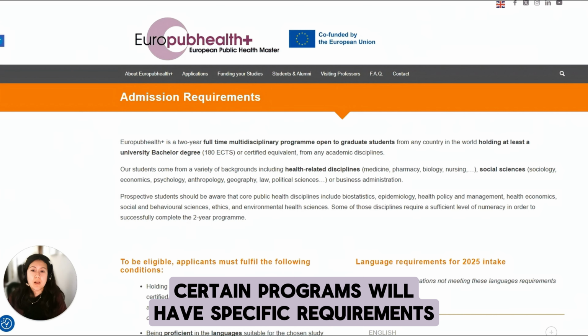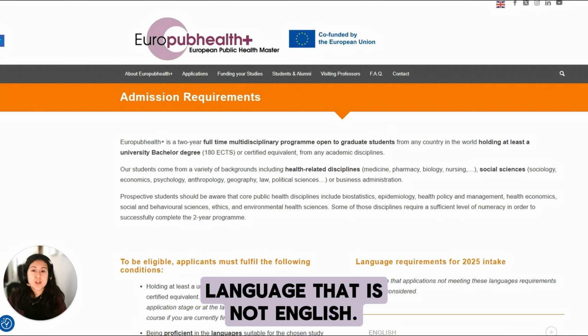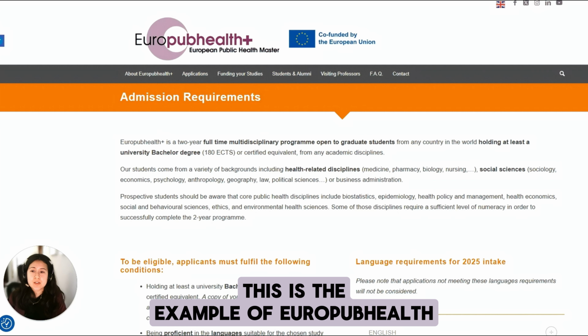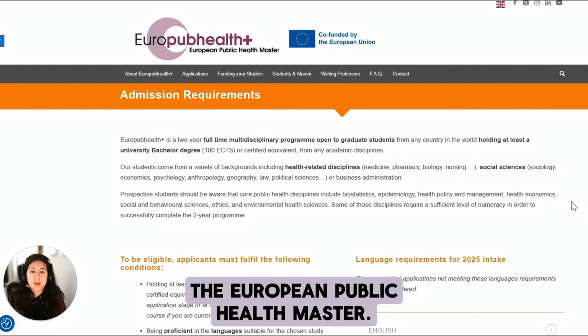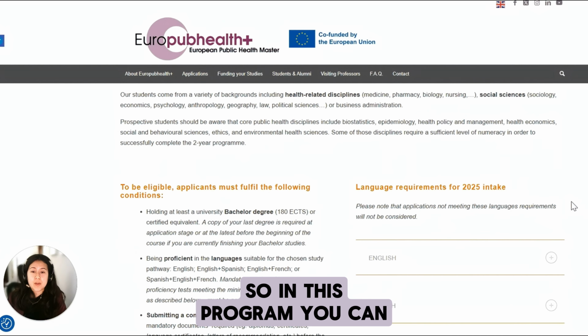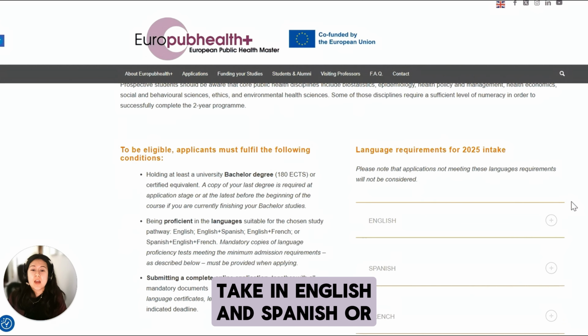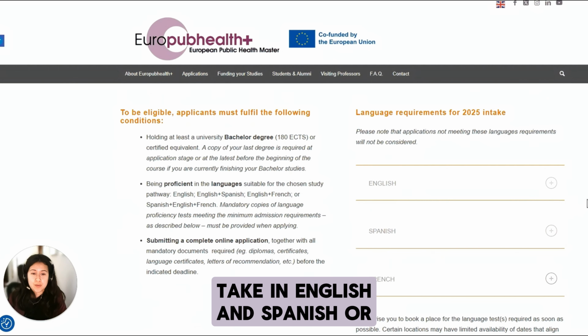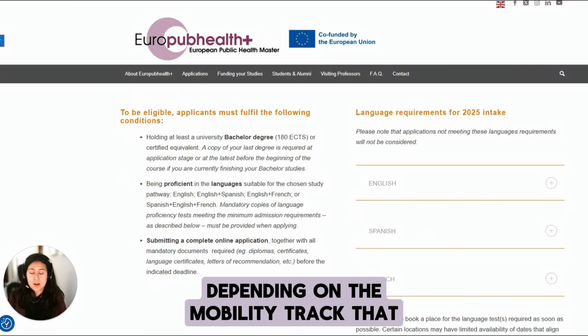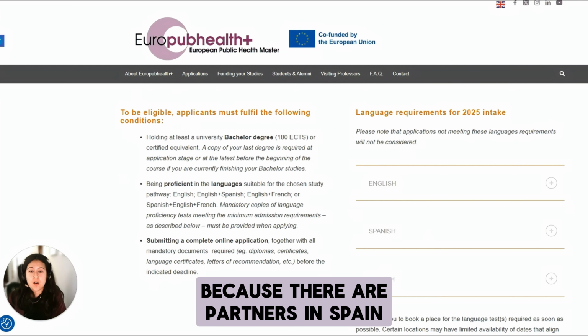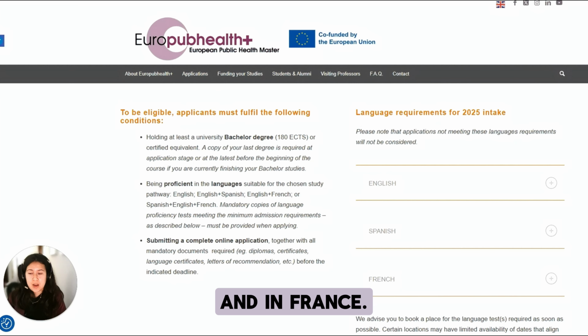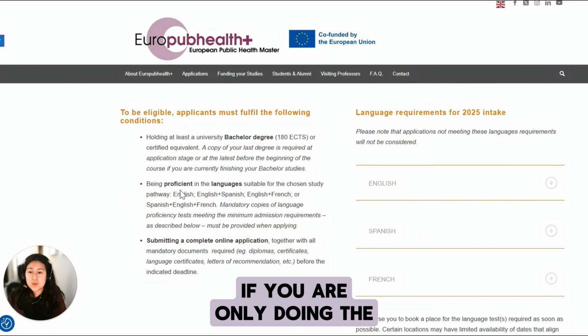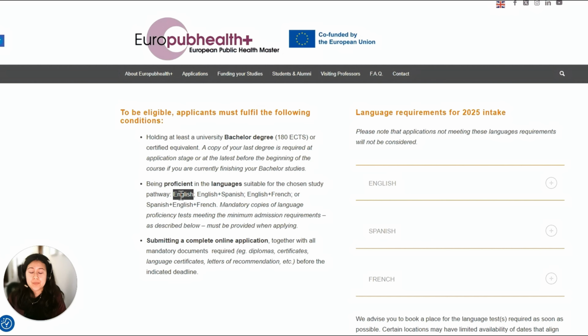Certain programs will have specific requirements if the coursework is in a language that is not English. This is the example of EuroPub Health, the European Public Health Master. So in this program, you can take in English and Spanish or in French, depending on the mobility track that you're going on, because there are partners in Spain and in France. If you are only doing the English track, you only have to show proficiency in English.